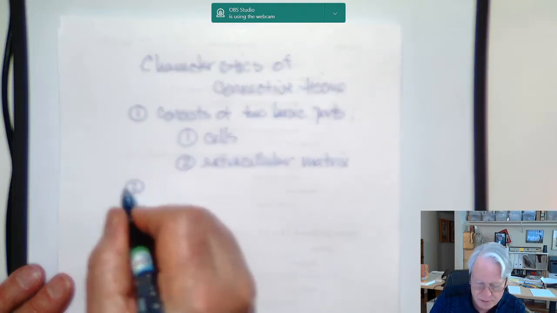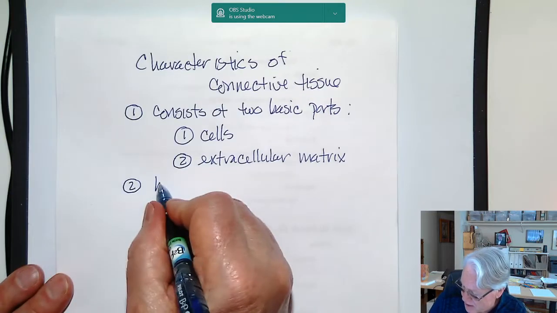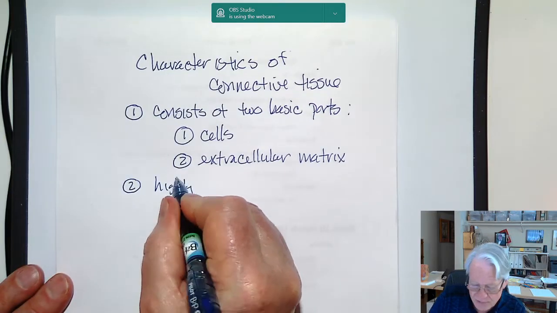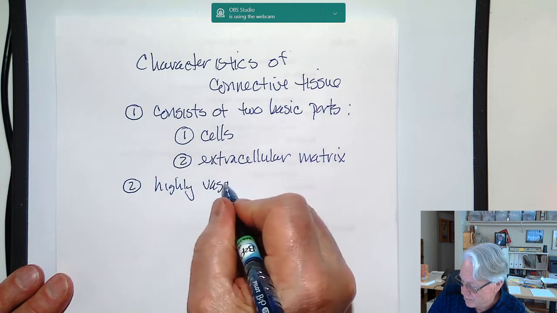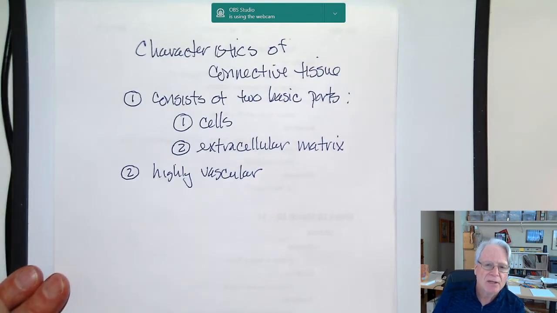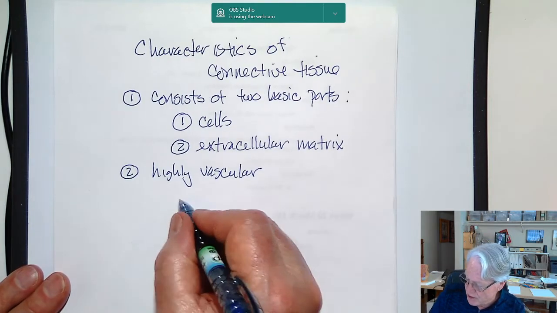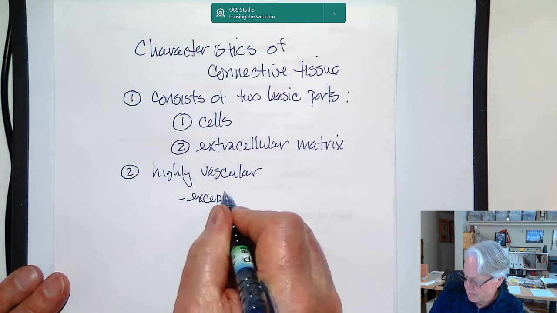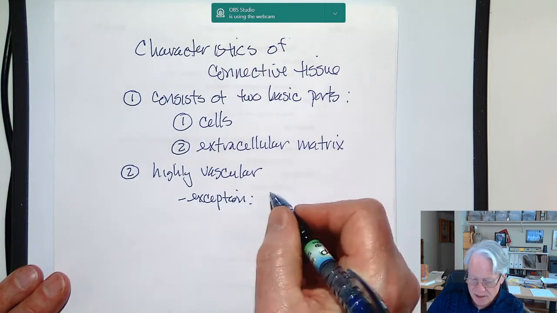Second characteristic, it is highly vascular. Okay. So it contains blood vessels. So there are some exceptions, and that is cartilage.